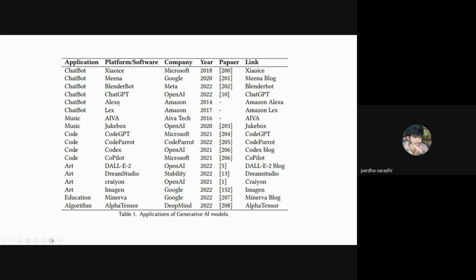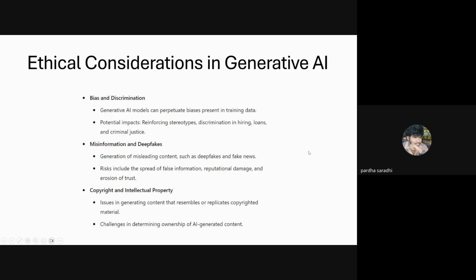Okay, this is just one small table which will tell which company launched the actual application and platform, and the year, which is very much relevant. And yeah, you people can try to use them as Gen AI people who want to work at a much faster pace. Now, coming to ethical considerations in Gen AI.